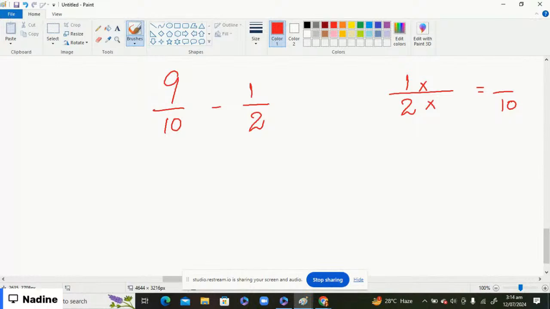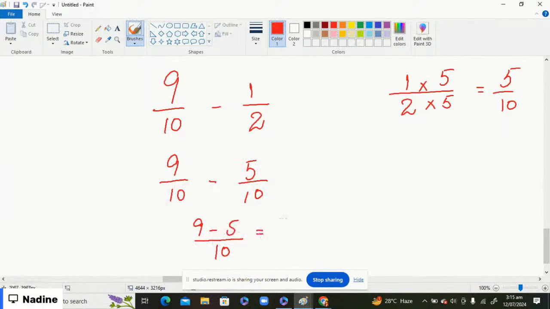So we are going to multiply with 5 on both sides, on both numerator as well as in the denominator. 5 times 1 is 5, 5 times 2 is 10. So in place of 1 by 2 we are going to put 5 by 10. So here is 9 by 10 minus 5 by 10. Taking 10 as common, it's 9 minus 5. So what is the answer of 9 minus 5? That is 4. 4 by 10 is your answer.